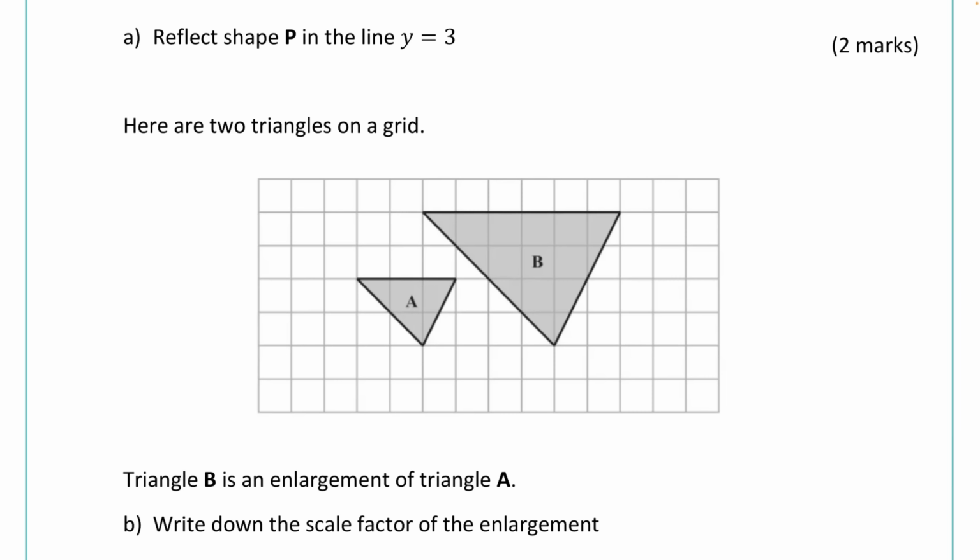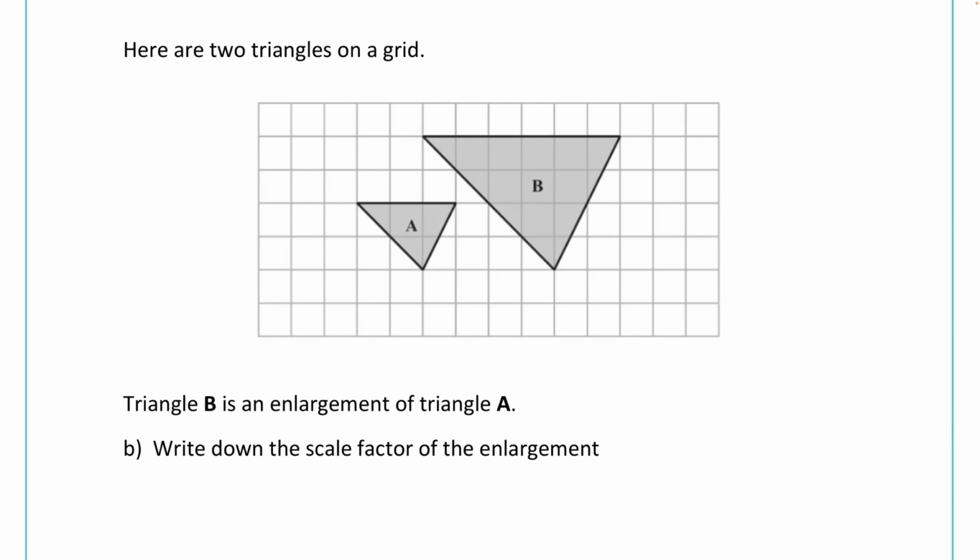The next part says, here are two triangles on a grid. Triangle B is an enlargement of triangle A. Write down the scale factor of the enlargement. So I want to match up a similar side. Now I don't really want to look at these diagonal sides because they're quite difficult for me to count. I'd probably have to use a ruler. I want to look for a nice flat line that goes across these squares. And there we go, that one there is 3 squares.